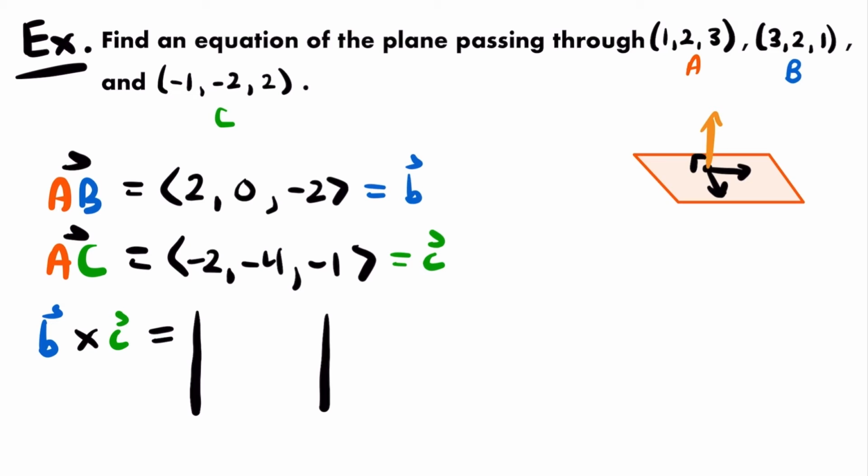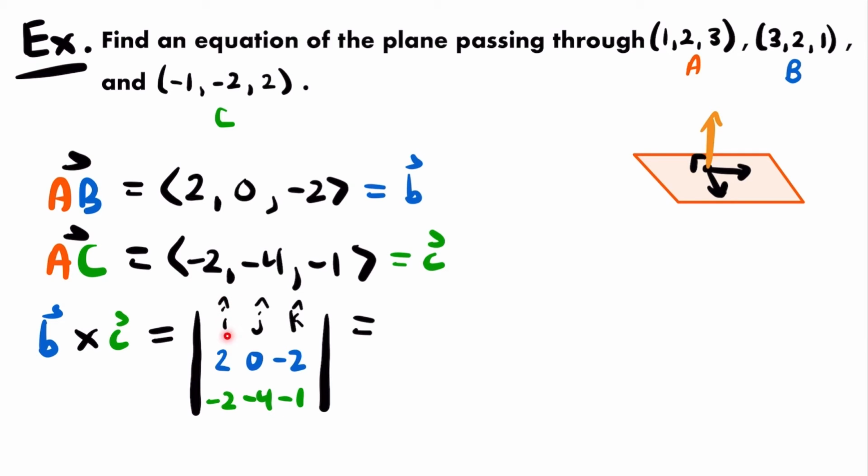The first row of the matrix are the standard unit vectors i, j, and k. The second row will be the components of vector B, and the third row will be the components of vector C. So we'll have 2, 0, negative 2. Those are the components of this vector right here, vector B. And then we will have negative 2, negative 4, negative 1, which are the components of this vector right here, vector C.